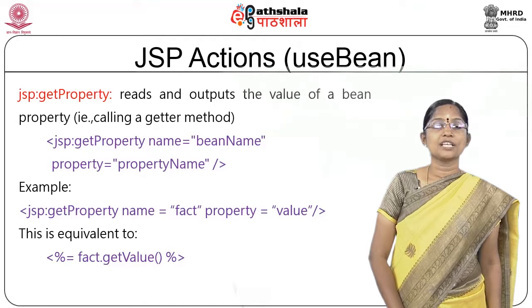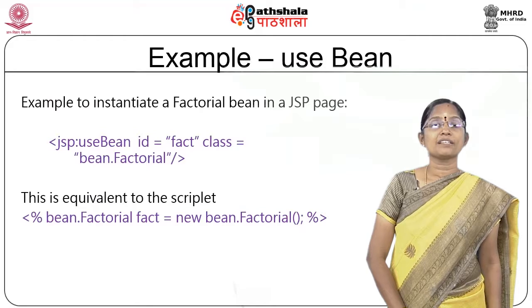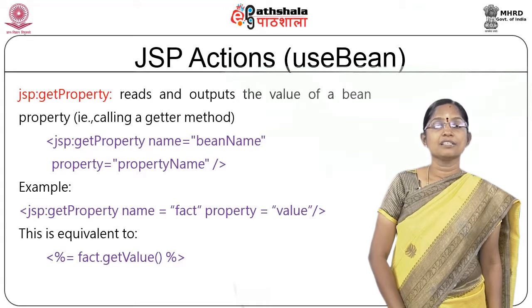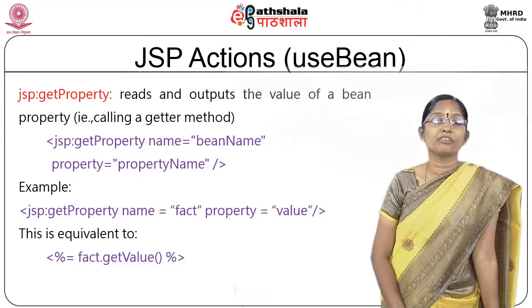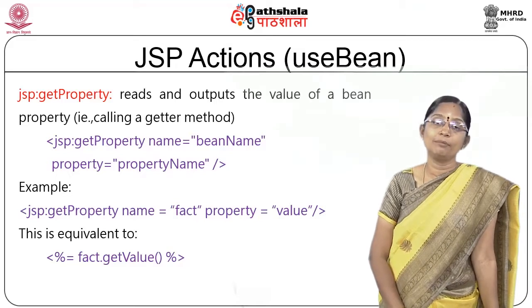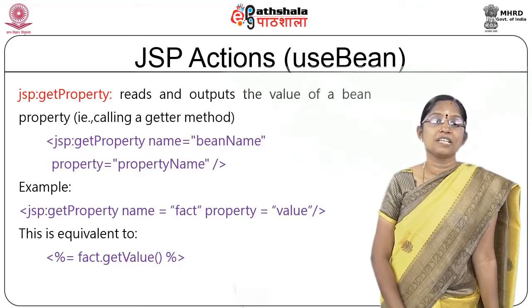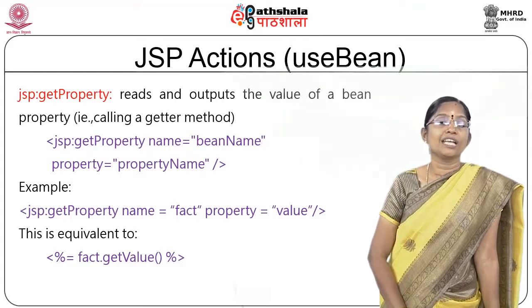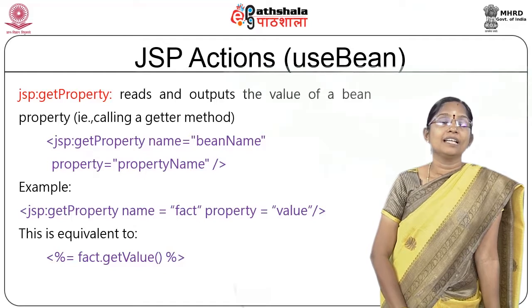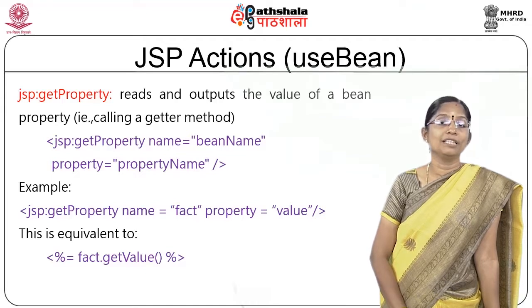We can go through that JSP get property, name is equal to fact, because fact is going to be the instantiation of the class. Then property is equal to value. This is very much equivalent to fact.getValue(), calling the function getValue which is available inside the fact object. So instead of invoking the getValue function of the fact object, we can make use of the get property tag, where the name fact gives you the object name and the property value is going to fetch some value through a method.